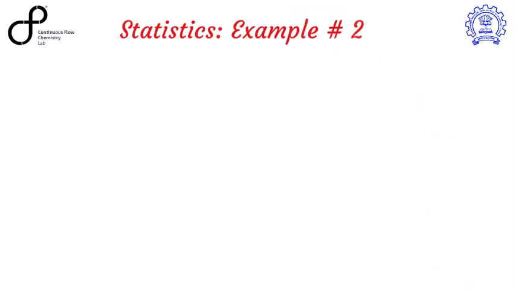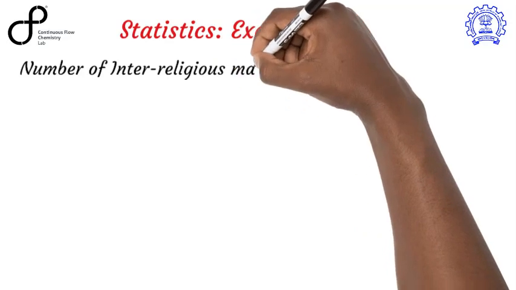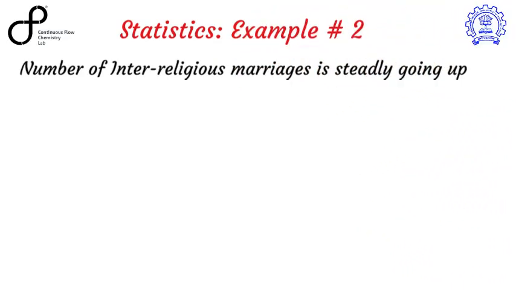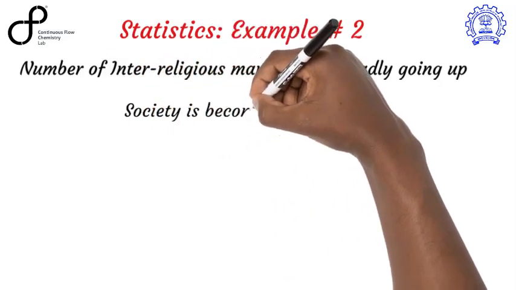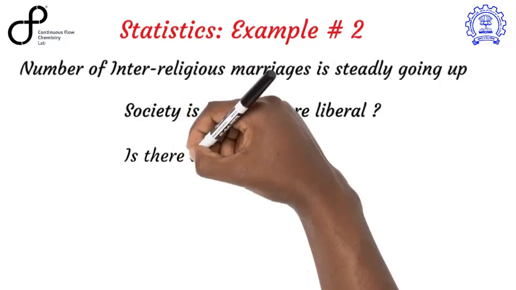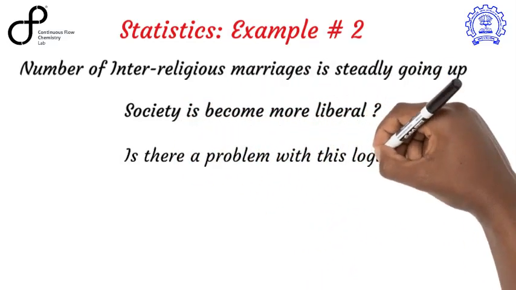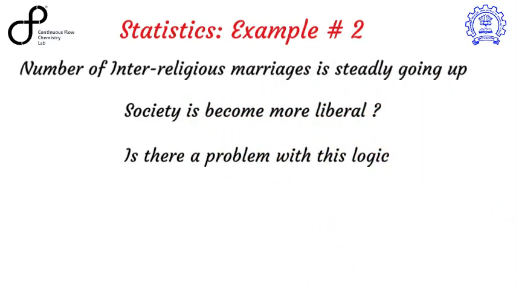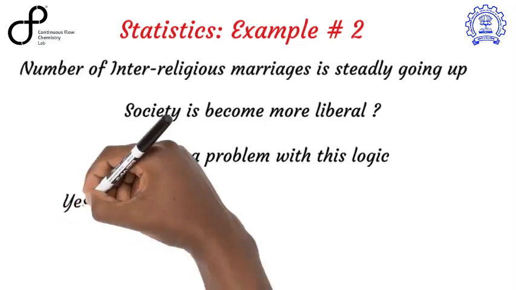Here is another fact. The number of interreligious marriages is steadily going up. The conclusion is that the society has become more liberal. What could be wrong with this interpretation? A major flaw is that we don't have the information that we need.